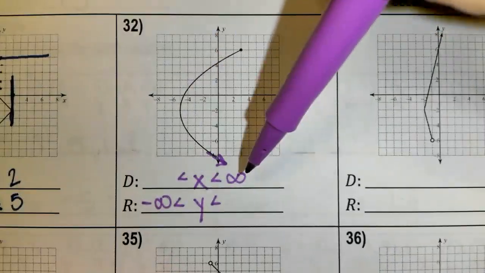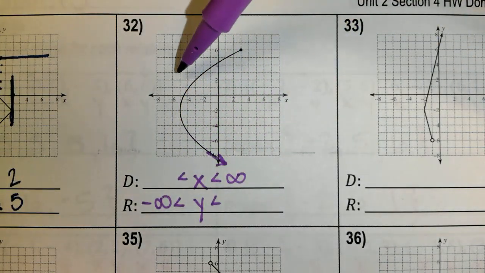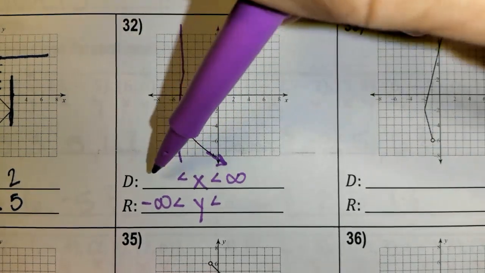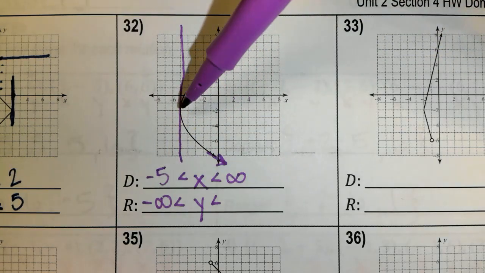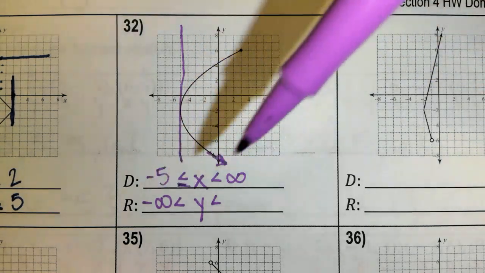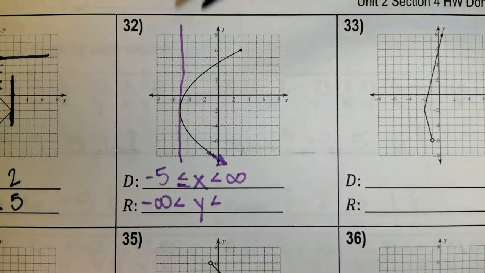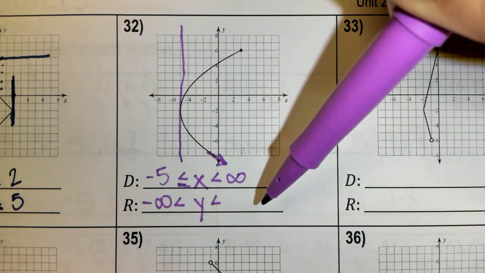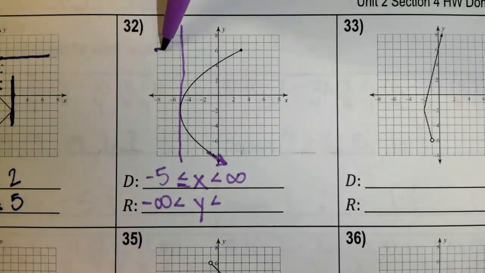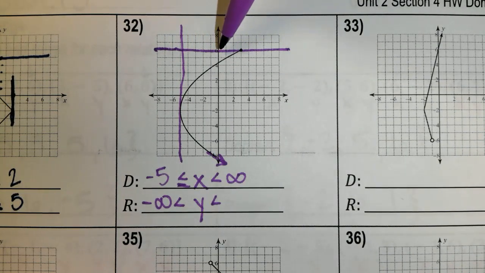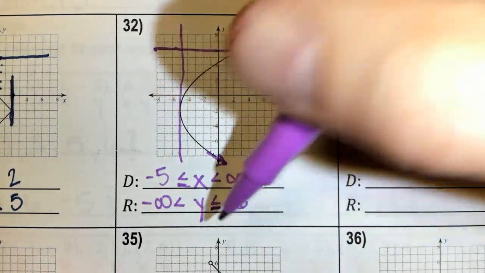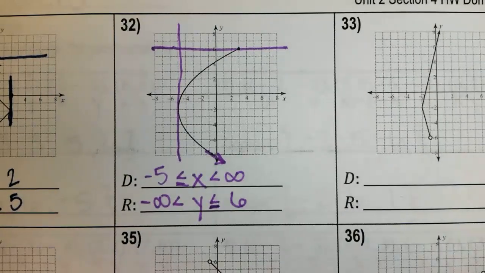Domain is left to right. The furthest left that I go is right here, which is negative 5. It's not an open circle or infinity, so I underline it. Then I have the right side. Now I do bottom to top, so I just need the top part of my graph, the highest. The highest point my graph goes is right here, which is 6. It's closed, so that very clearly tells us to underline that. And we are done with 32.